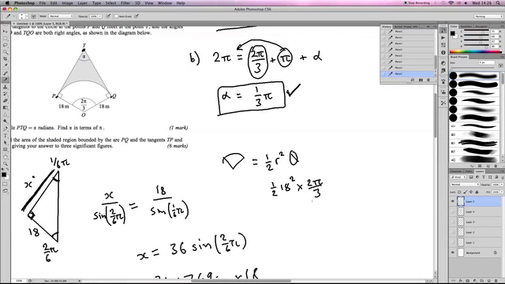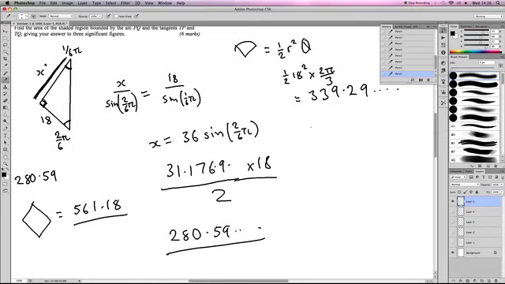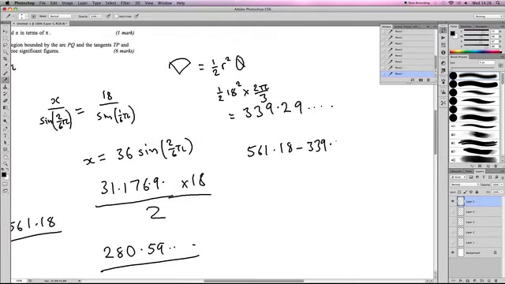Let's just shove that into the calculator. It's 0.5 times 18 squared times 2 pi divided by 3. Bingo. So we get this area here, 339.29. So the shaded area is going to be 561.18 minus 339.29. Just let me do that. 561.18 minus 339.29 gives us an answer of 221.89. Go back to the question.